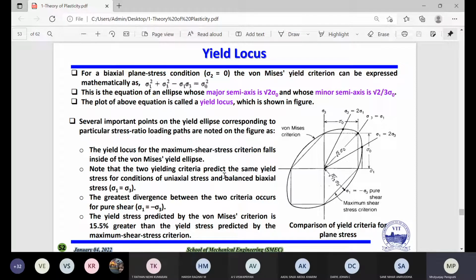Note that the two yielding criteria predict the same yield stress for conditions of uniaxial stress and balanced biaxial stress. If you assume sigma 1 equal to sigma 3, then you will find also one more condition. So these are some of the basic observations you are getting from the von Mises criteria, or from the Tresca criteria.